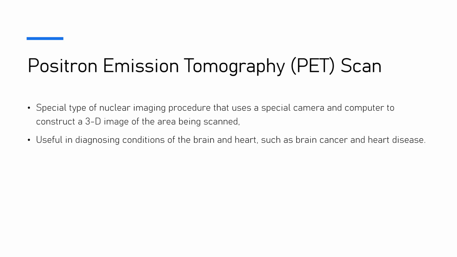Lastly, we have a PET scan. This stands for positron emission tomography, and this is a special type of nuclear imaging procedure that uses a special camera and computer to construct a 3D image of the area that's being scanned. This procedure is particularly useful in diagnosing conditions of the brain and heart, like brain cancer and heart disease.